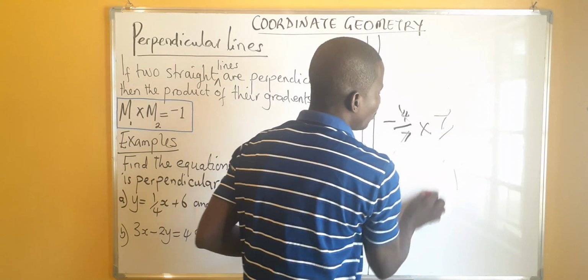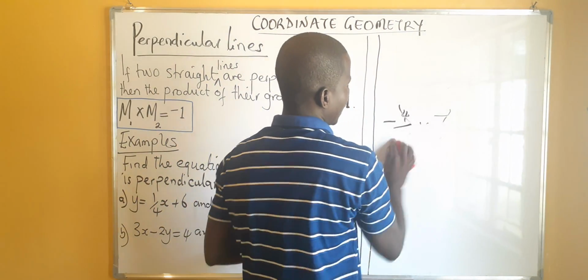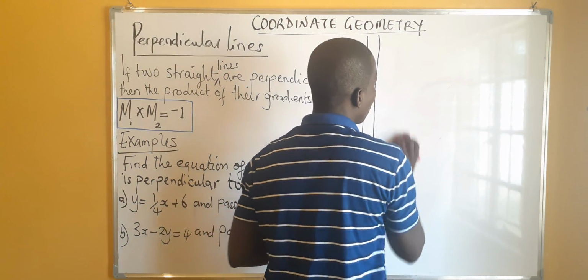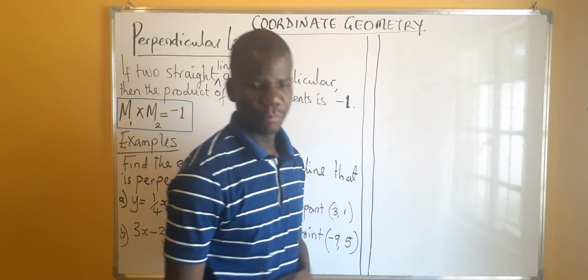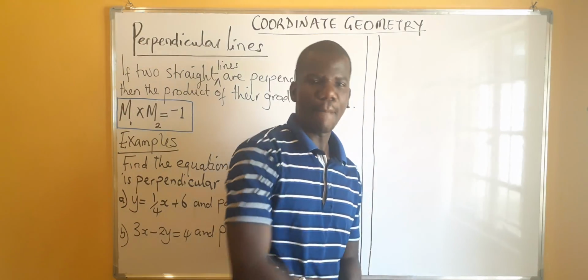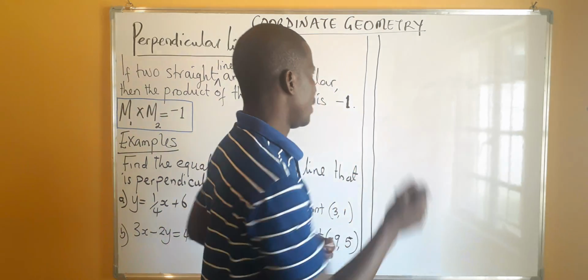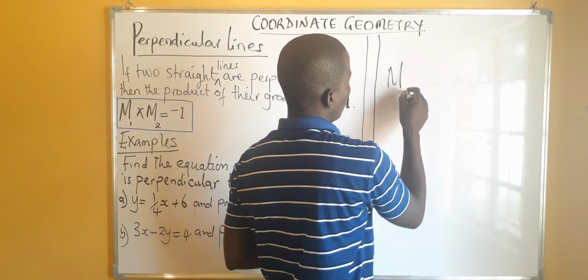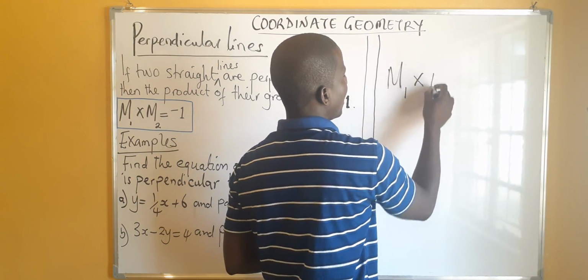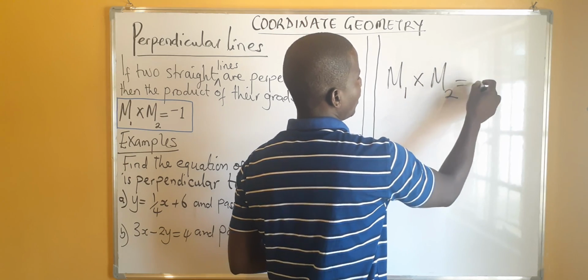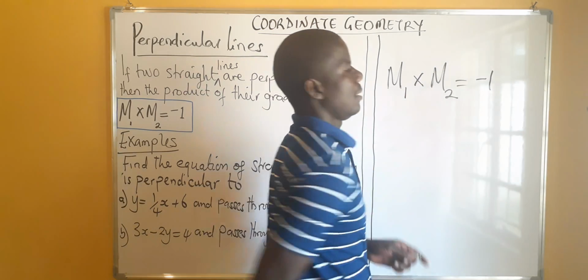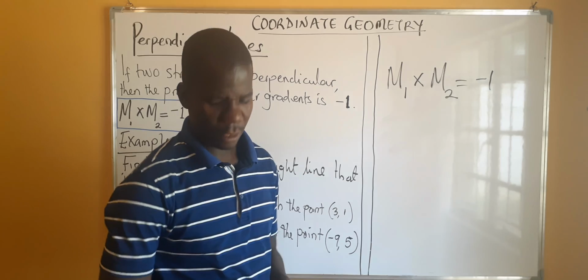So please get to know that. When you are told to prove or to show that the two lines are perpendicular to each other, they are just telling you to show that M1, when you multiply it by M2, they should give you -1. You're just proving that. Okay?